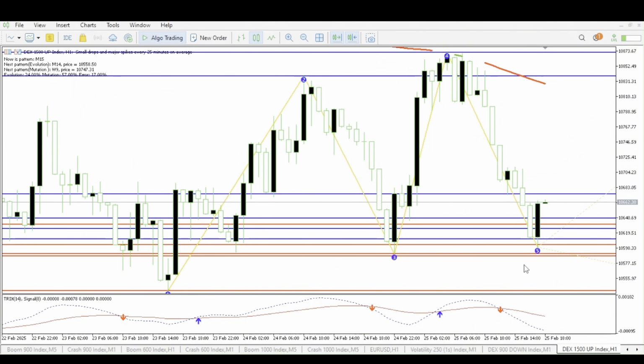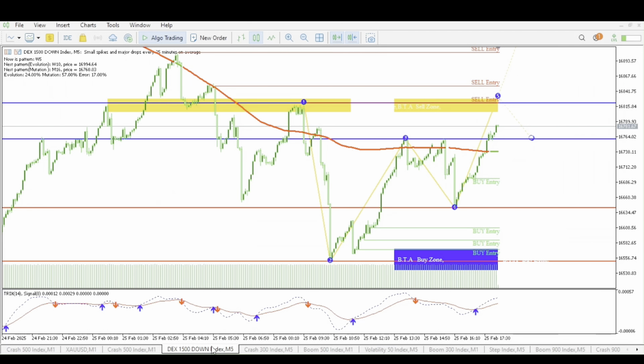Here we can see that now we have a sell signal. For us to keep on buying, it's rare. It's not good, and it's rare for you to keep on catching spikes whilst there is a signal pointing downwards like this. So always trade according to the trend. It's rare for you to miss again if you are following the system. So we are going to check another pair. As for me, I prefer DEX 1500 Up and DEX 1500 Down. Only those pairs. They don't usually manipulate people a lot.